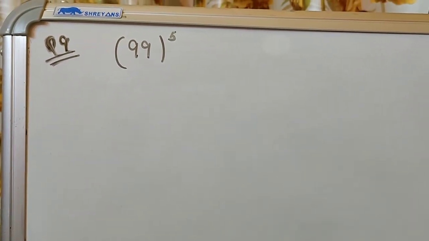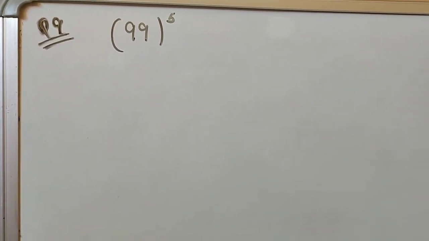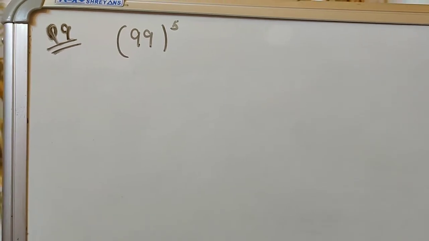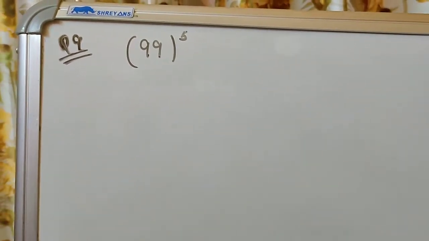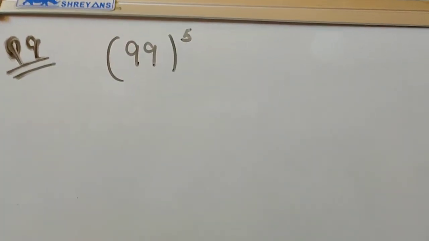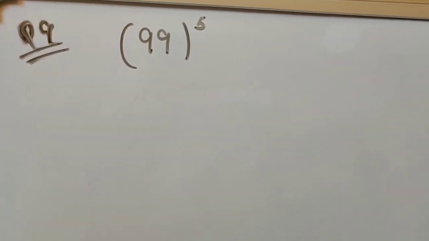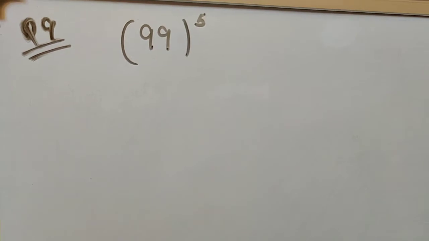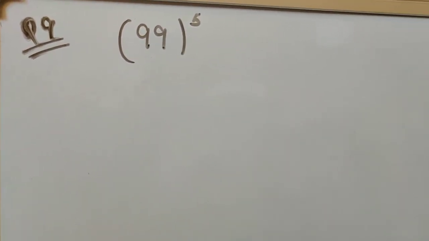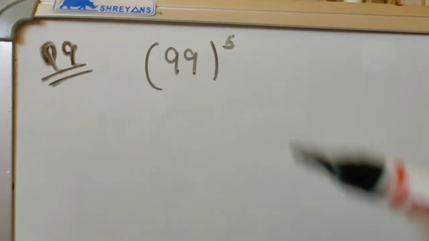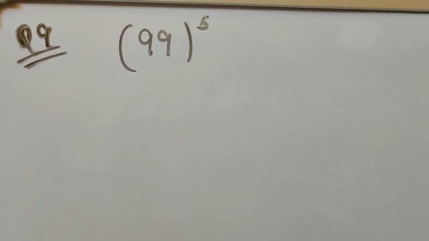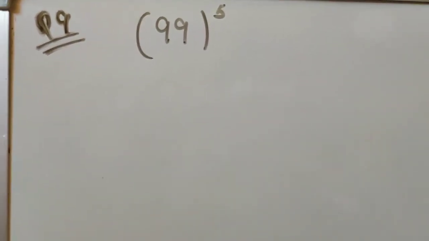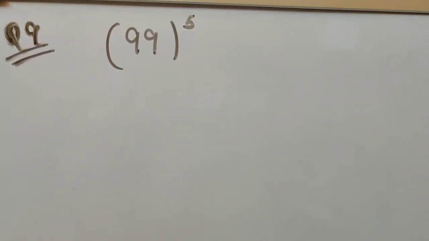Hello students, now in this video we will continue exercise 8.1. Now question number 9. It's given 99 to the power 5. Now how to evaluate this? Using binomial theorem. Simply if you do it in your calculator, 99 to the power 5, you will get one answer. But the question asks to use the binomial theorem.